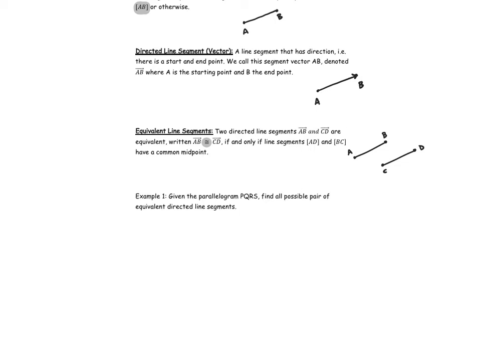Okay, these two are equivalent, meaning they have the same direction and the same, what we'll call magnitude in a minute here, if AD and BC have a common midpoint, meaning that they bisect each other. Okay, we can see that both have a midpoint at that point of intersection. I could call it M. Therefore, those two directed line segments, AB and CD, would be equivalent.